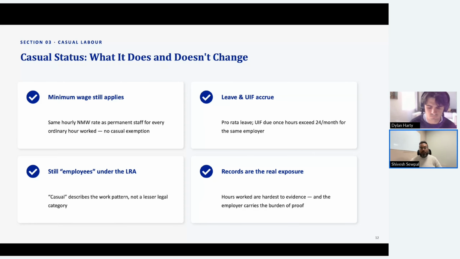Fourth, records are everything. In practice, the biggest issue with casual labor is not usually the idea of casual work itself. The real problem is that employers often have poor or no records of who worked, when they worked, how many hours they worked, what they were paid, and under whose supervision they worked. This is where the risk sits.